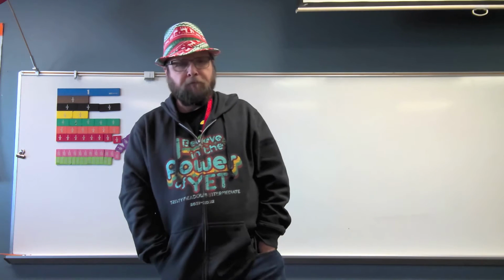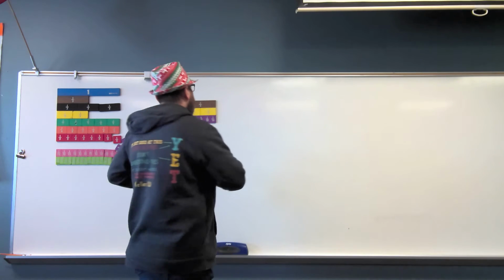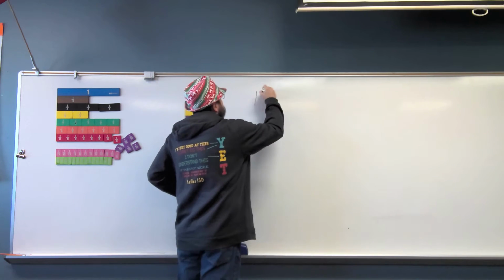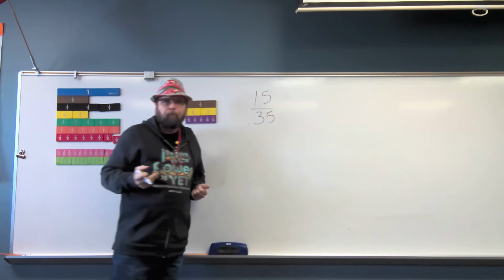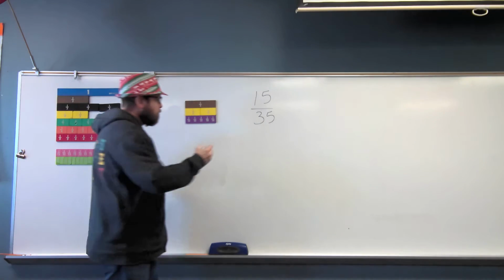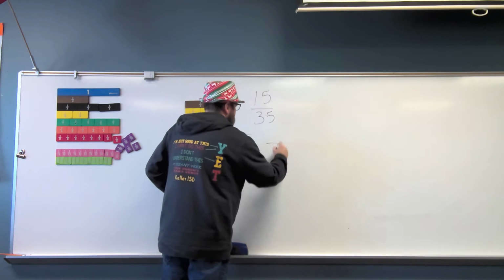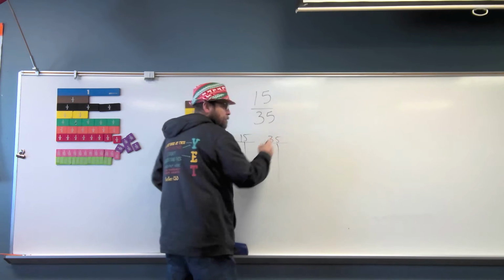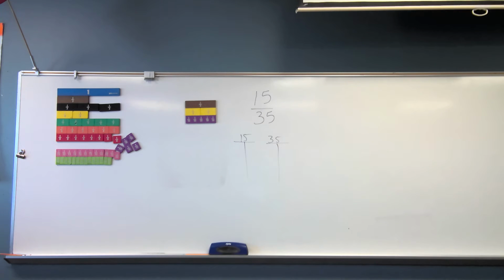Let's start with the fraction 15/35. Now, there are a couple ways we could approach this problem. We could list our factors of 15 and our factors of 35. We could look at the 2 numbers and see if we can think of a common factor.